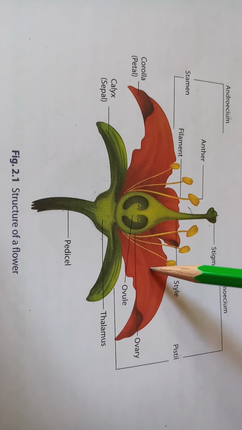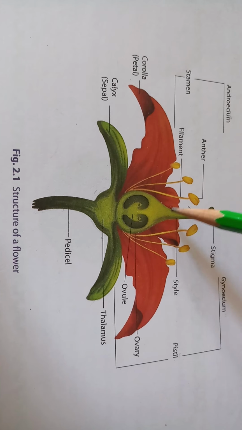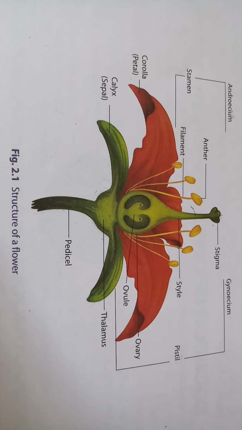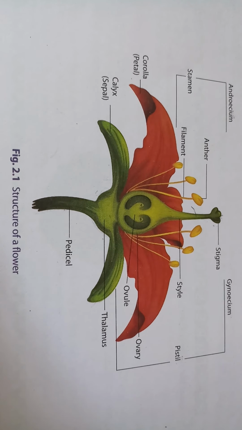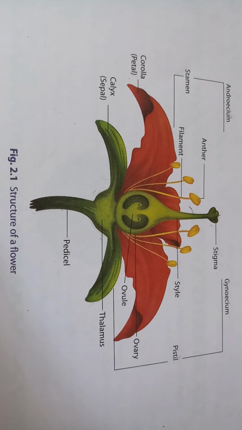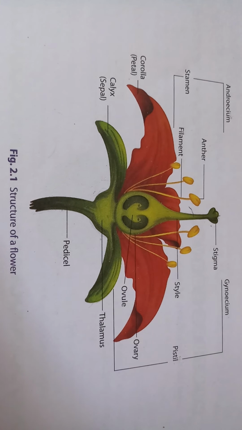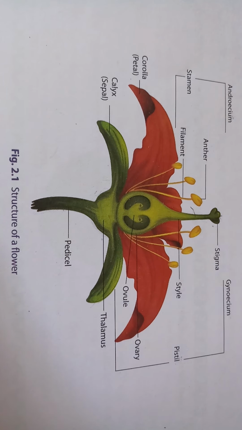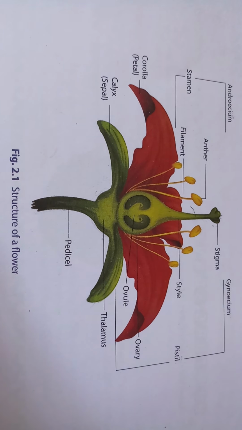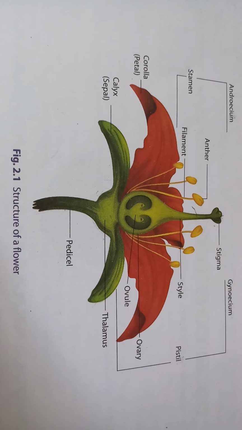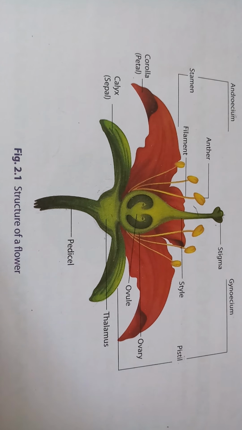Then we come to the second whorl, which is the petals. So as we can see over here, the petals are colored. So in most plants, the petals are brightly colored, but not necessarily in all. Depending on the function and the means by which pollination takes place, the petal can be bright or it can be dull and small. So petals perform different functions.